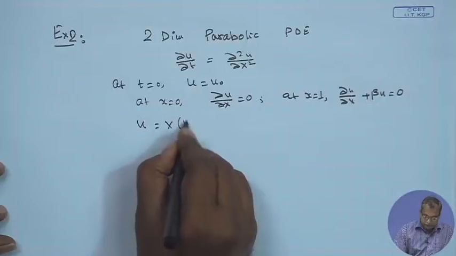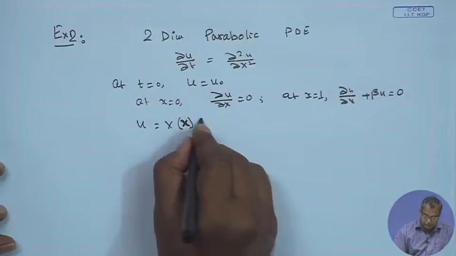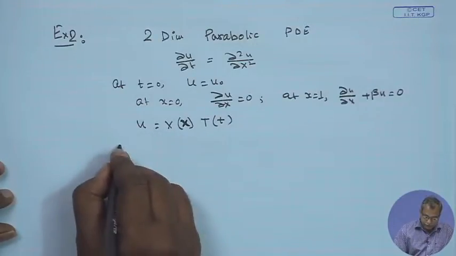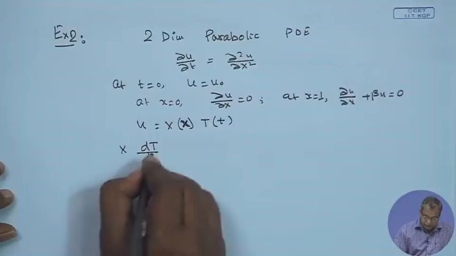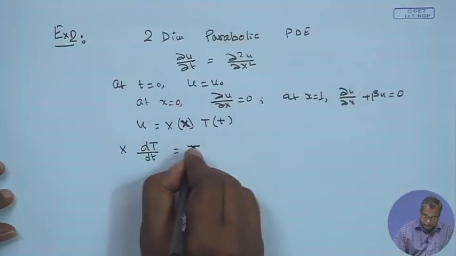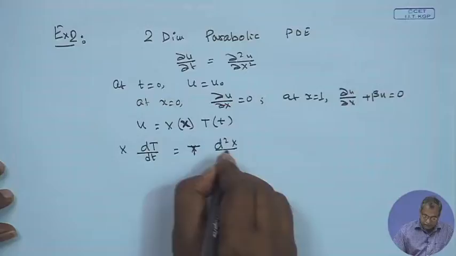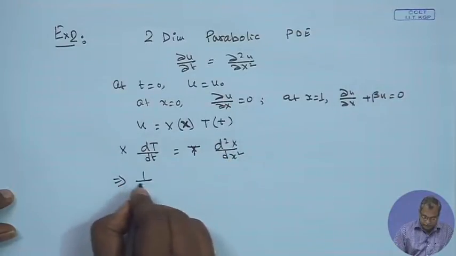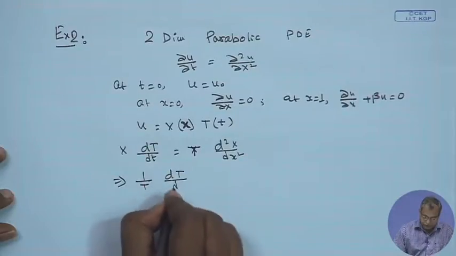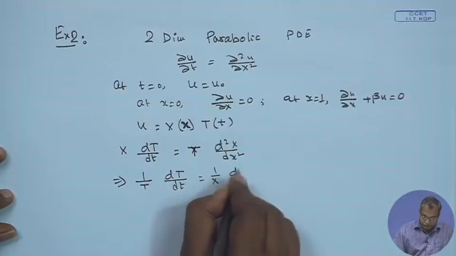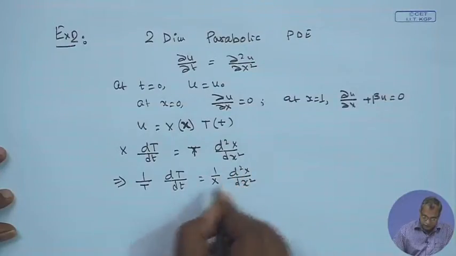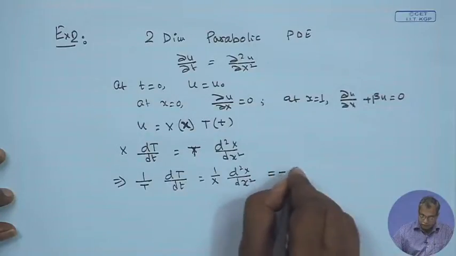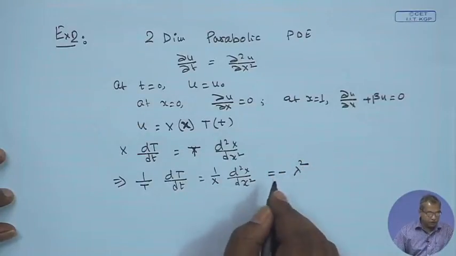U is a function of space times a sole function of time. If you put it there, this becomes X dT dt and X T d square X dx square. Now if you divide by XT and separate out the variables, this becomes 1 over T dT dt is equal to 1 over X d square X dx square. The left hand side is a function of time, the right hand side is a function of space, they are equal and they will be equal to some constant in order to have a non-trivial solution.